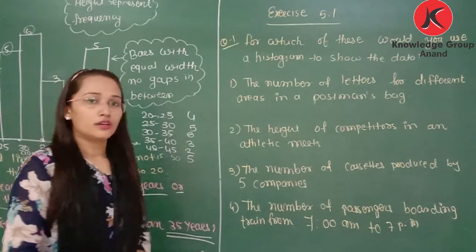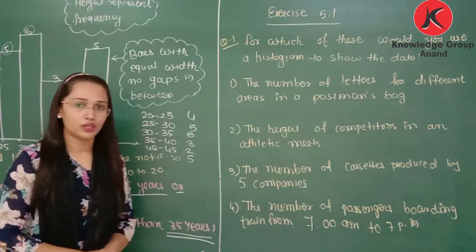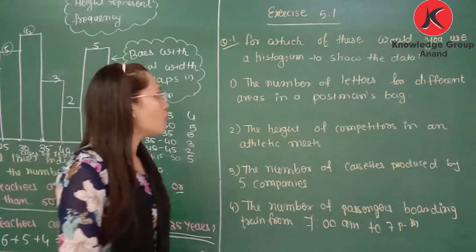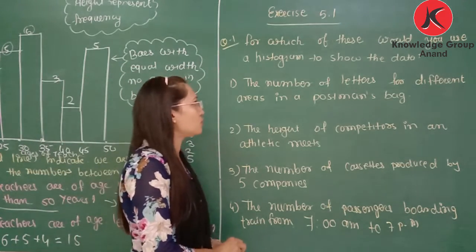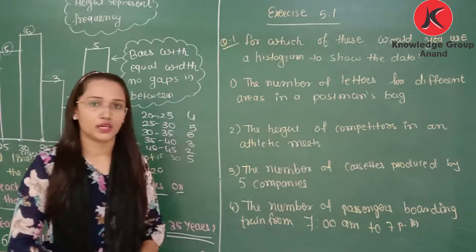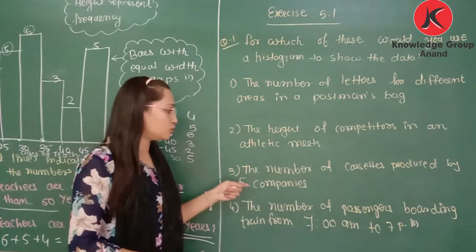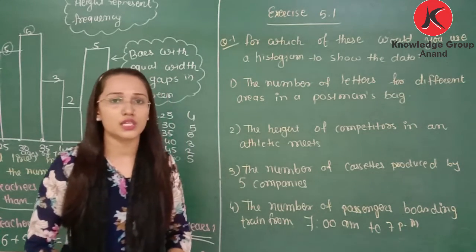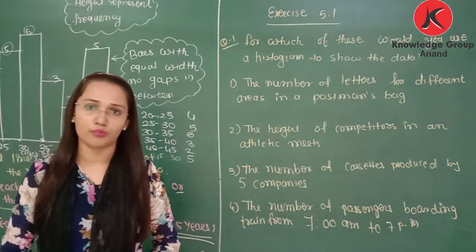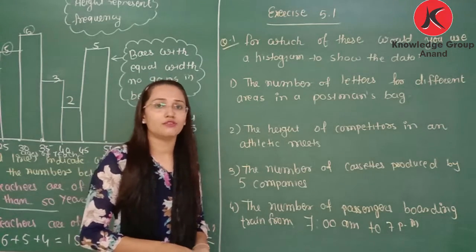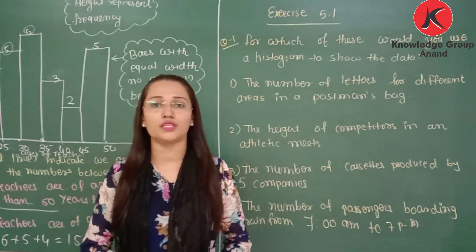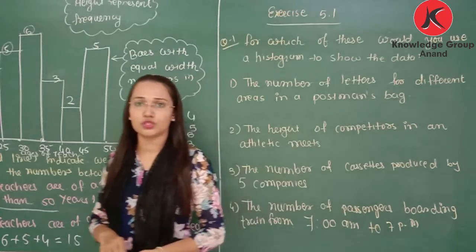Now next, we will start exercise 5.1. Here question number 1 is, for which of these would you use the histogram to show the data? So statements are given and you need to find for which statement we will use the histogram. Now already I explained that we use a histogram to represent the grouped frequency distribution.